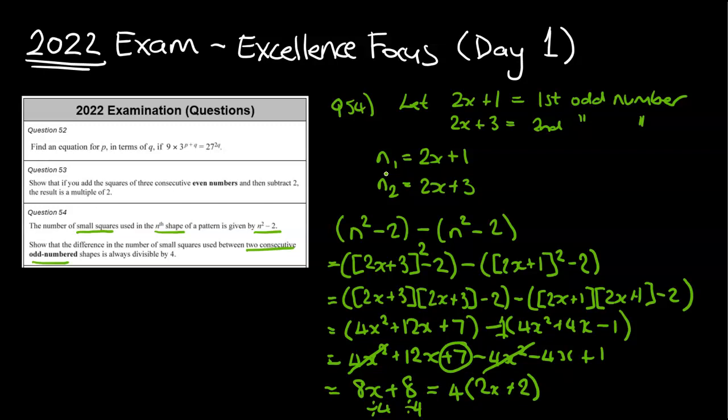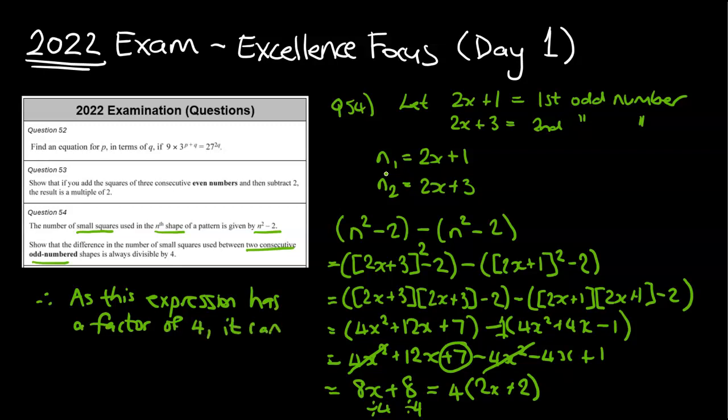So let's state that here. So these 3 dots mean therefore, as this expression has a factor of 4, it can always be divisible by 4.